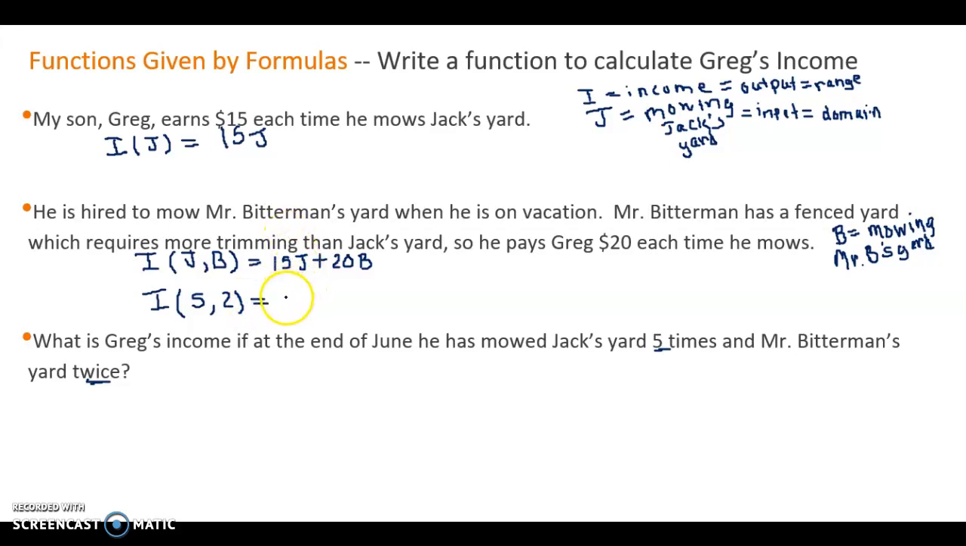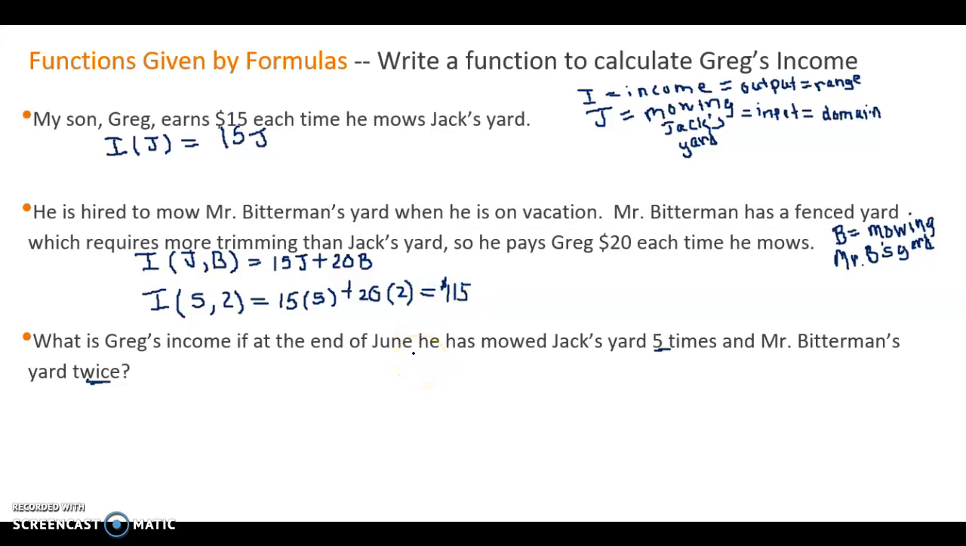So now, for this specific value, when my input for J is 5 and my input for B is 2, I would have 15 times 5, replacing the J with its value, plus 20 times 2, again replacing the B with its value. And I can go to the calculator and do the math there, and I end up with $115. Not bad for a young teenager for the month of June.